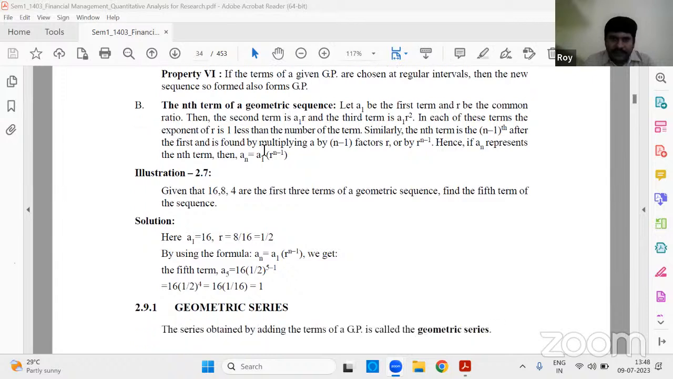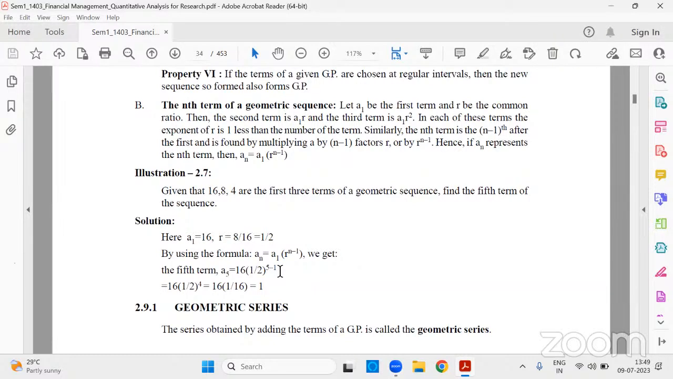How you get R? Can anyone tell quickly? Hello? The common difference. Hello? Sir, R is the ratio. R is the ratio. What ratio of what numbers, ma?